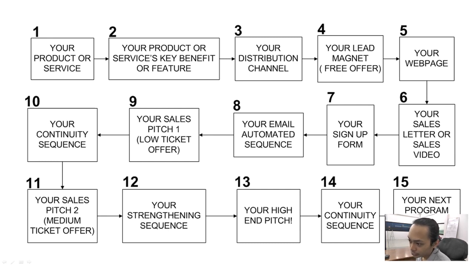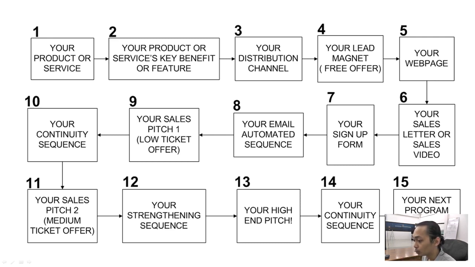Now, your sales pitch 1 or your low ticket offer is what you will be using in order for your target market and your target audience to have their one foot inside your business. Your continuity sequence is basically what you will be using to further build relationship, credibility, and trust among your target market, build trust among your potential market around your product or your services.